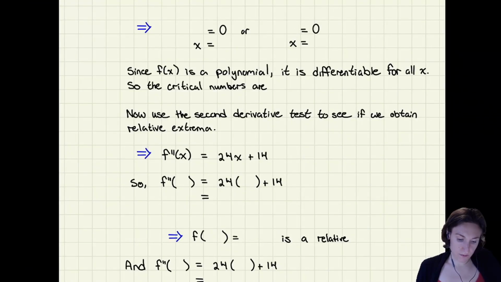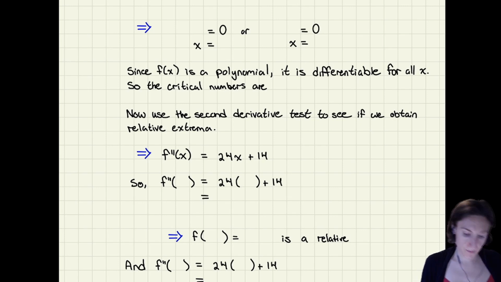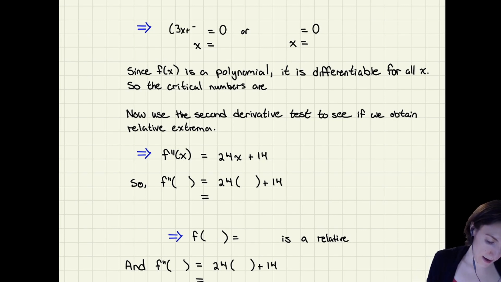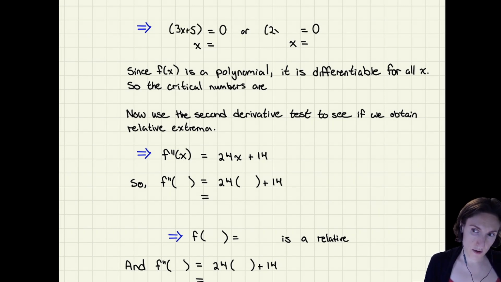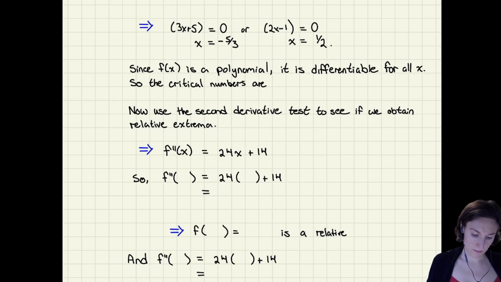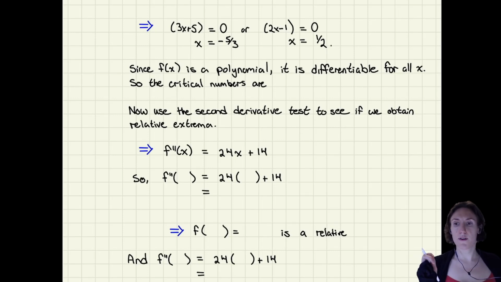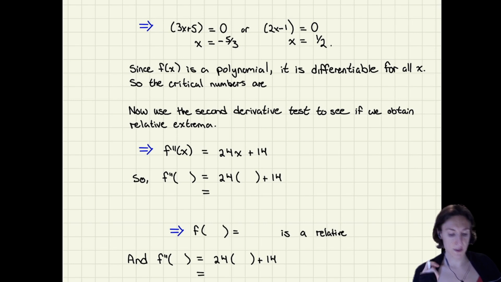Now, this is telling us that either 3x plus 5 is equal to 0, or 2x minus 1 is equal to 0. So our critical points aren't the prettiest in the world. I have a negative 5 over 3, and I have a positive 1/2. And sorry, we don't need the point of inflection, so we don't have to solve f double prime equal to 0. I'm only caring about the critical points and using the second derivative test right now. If I wanted the points of inflection, then I would have to set f double prime equal to 0.